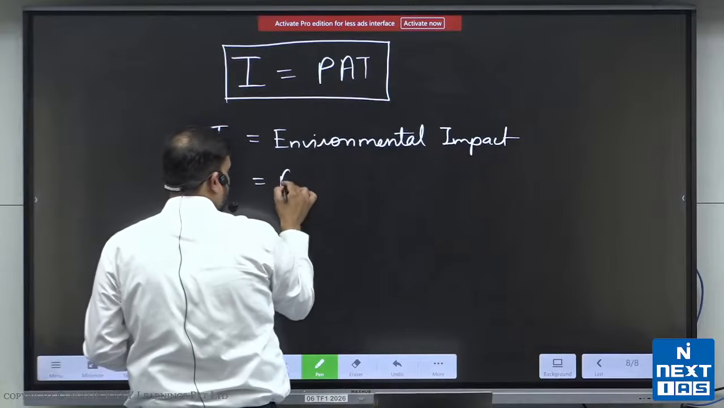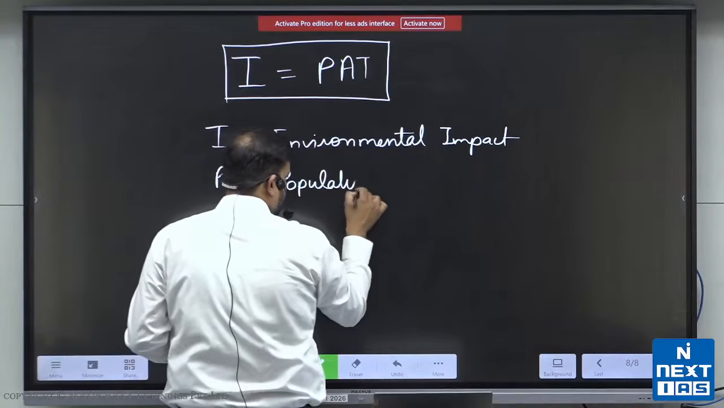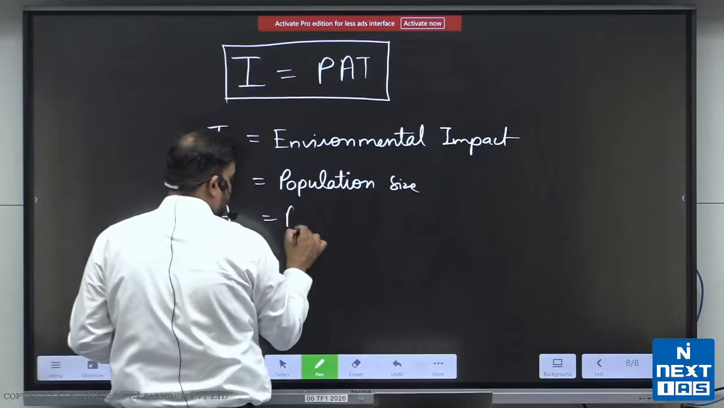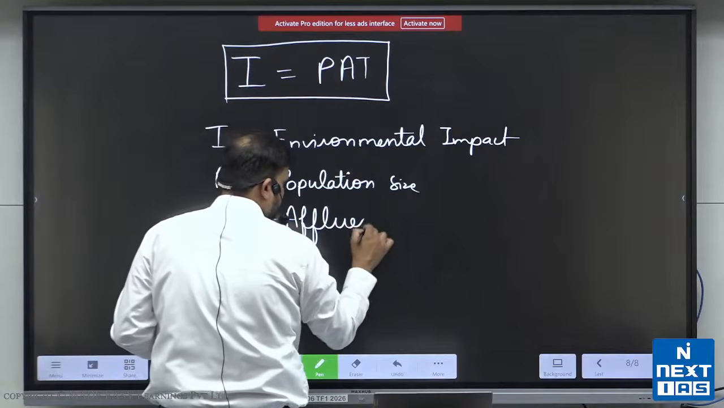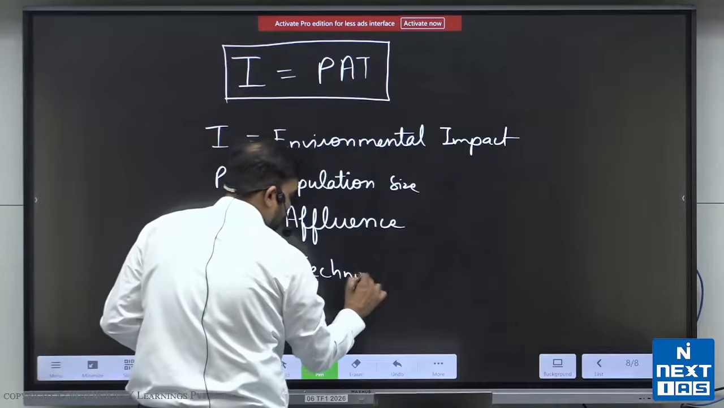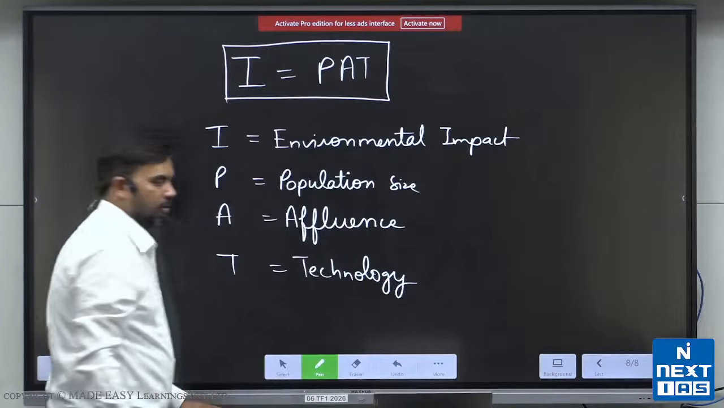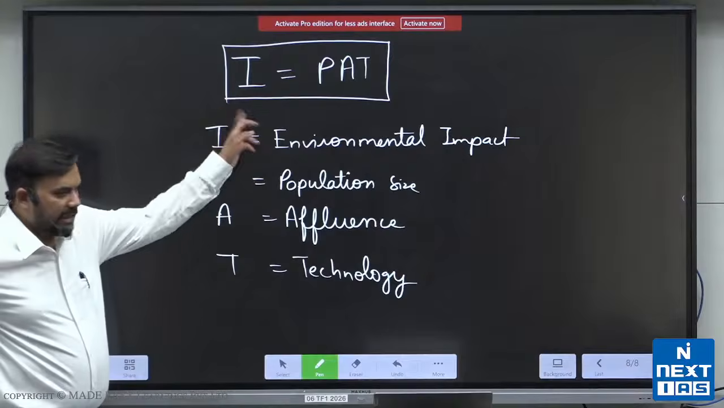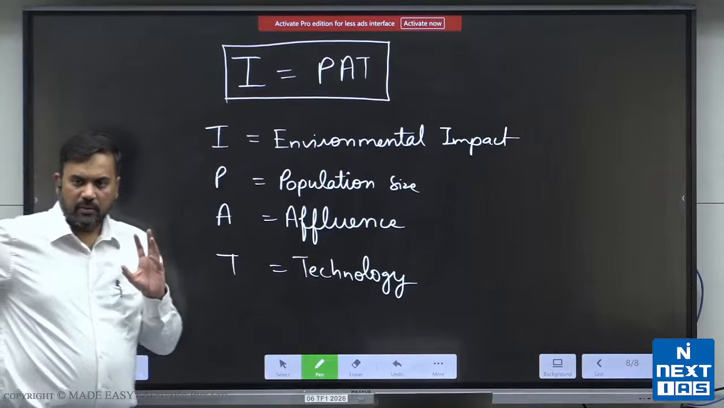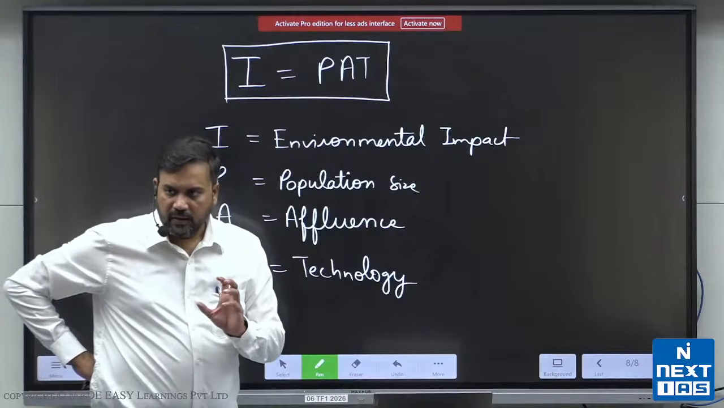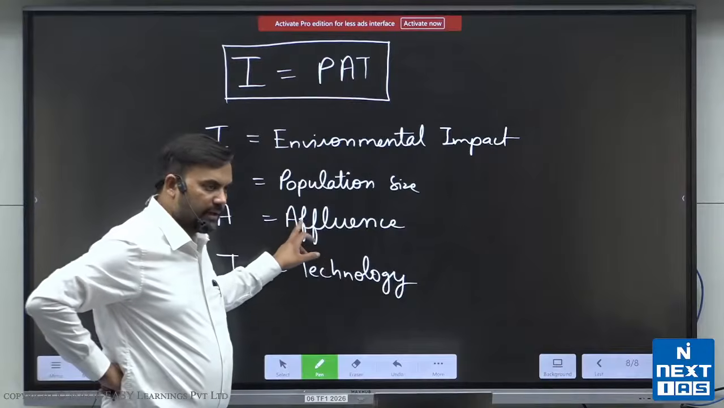P is the population size. A is affluence, and T is the technology. I hope it is clear. So I is equal to PAT. When we are talking about the relationship between population and resource, it is not direct. It is intervened by the factors of affluence and technology.